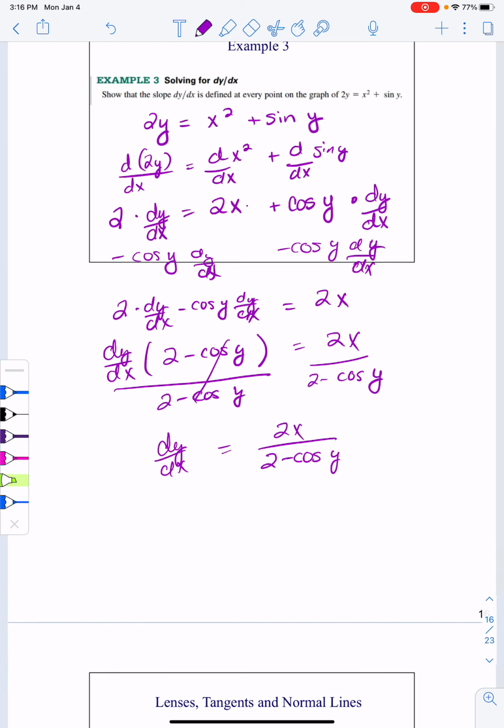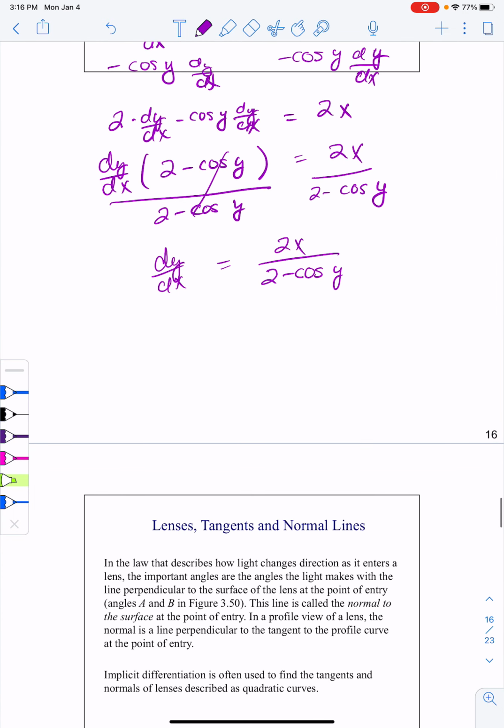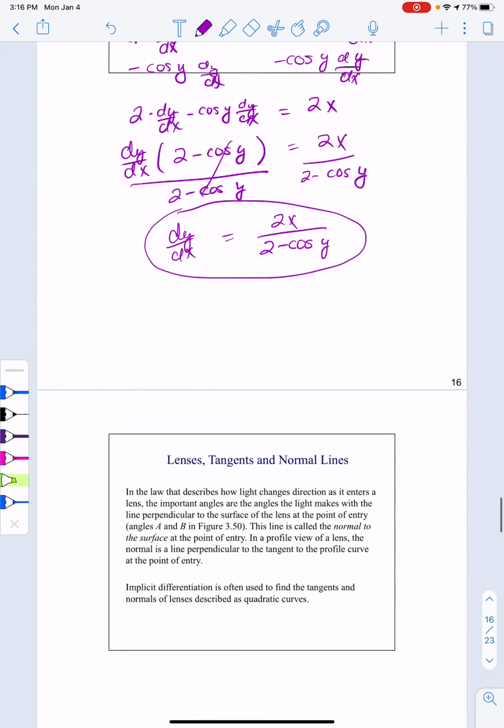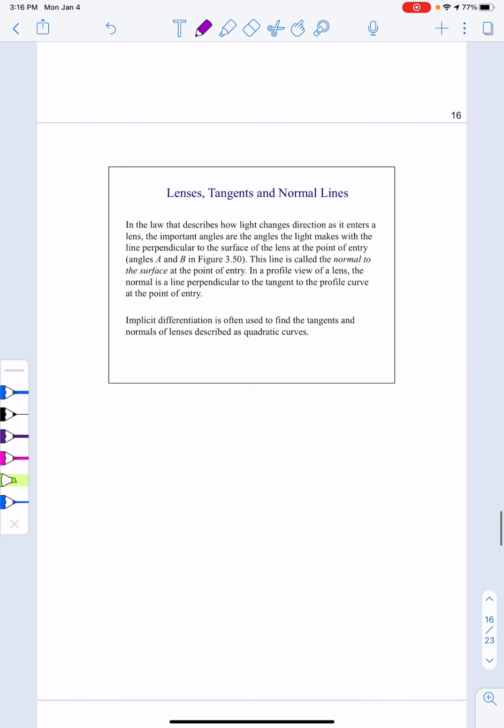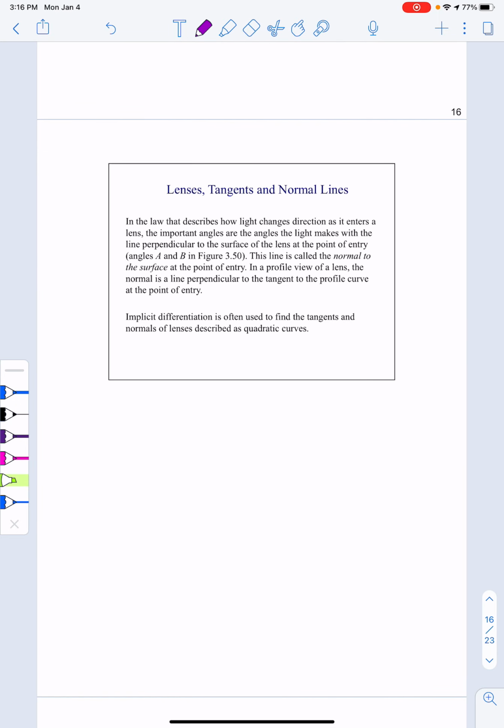And so that's how you take implicit derivatives. You apply the rules to y terms, it's just then you use a chain of dy/dx. So places you use this are things like lenses and optics and stuff like that. This talks about the law that describes how light changes direction as it enters the lens. The important angles are the angles the light makes with the line perpendicular to the surface of the lens. So those of you taking physics, you're going to talk about those kinds of things. That's called the normal to the surface of the entry.